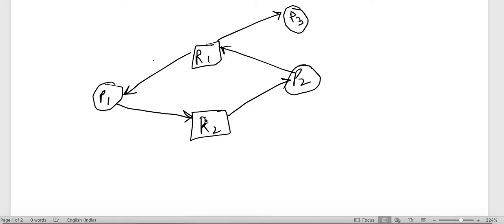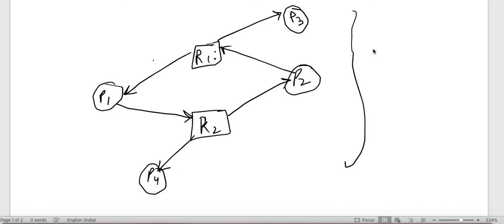I have already told you there can be many instances of a resource. So one instance of R1 is with P1 and one instance of R1 is with P3, and P2 is requesting one instance of resource R1, but it is held by someone else. Now let's suppose there is P4 also, and it is allocated one instance of resource R2. Can you guess if there is any deadlock or not? Deadlock or not?